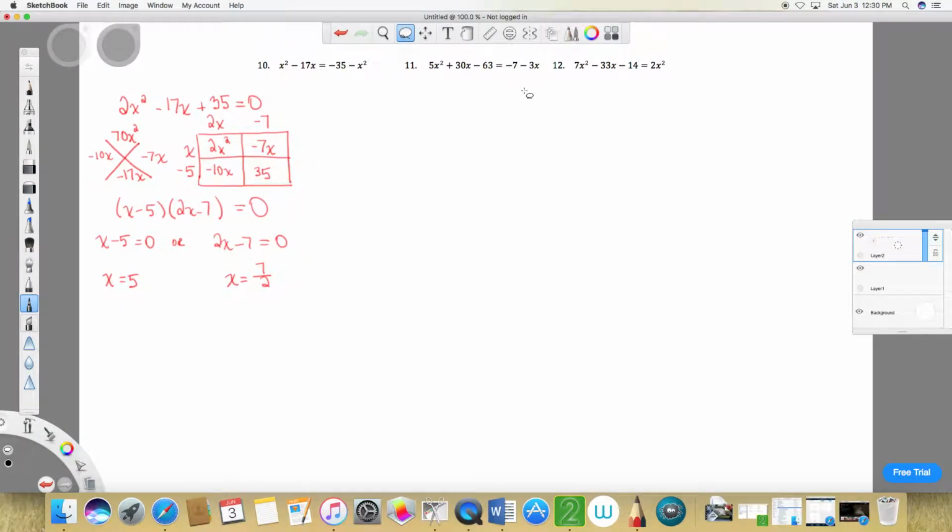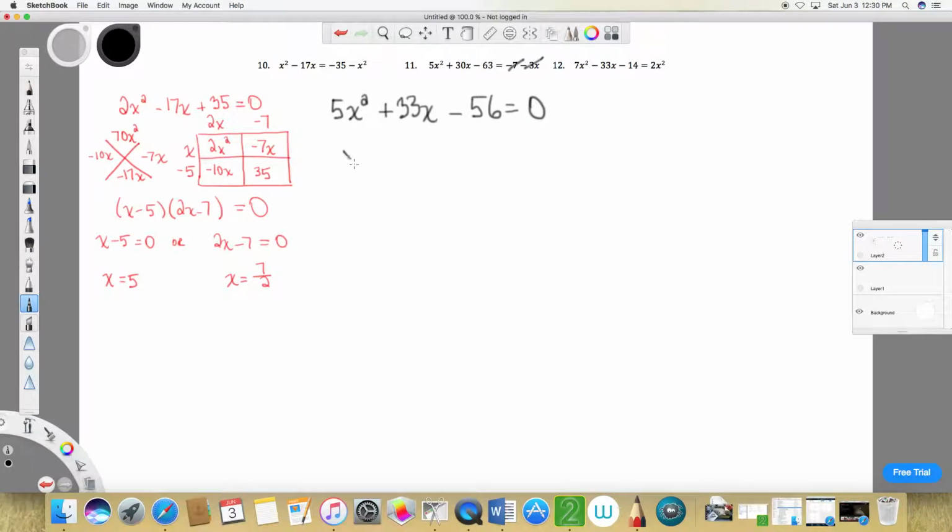Let's take a look at number 11 here. Let's get this in standard form. So I want to collect everything on the left-hand side. I've got 5x squared. Let's add 3x to each side. That'll give me 33x here, and the negative 3x on the other side will cancel. And let's add 7 to both sides, and that will give me a negative 56, and over here then I'll have 0.